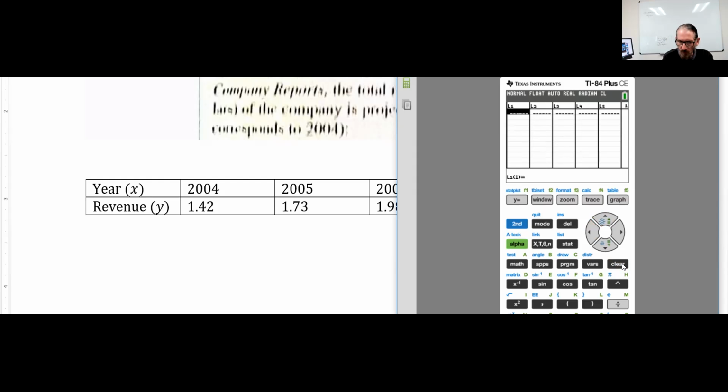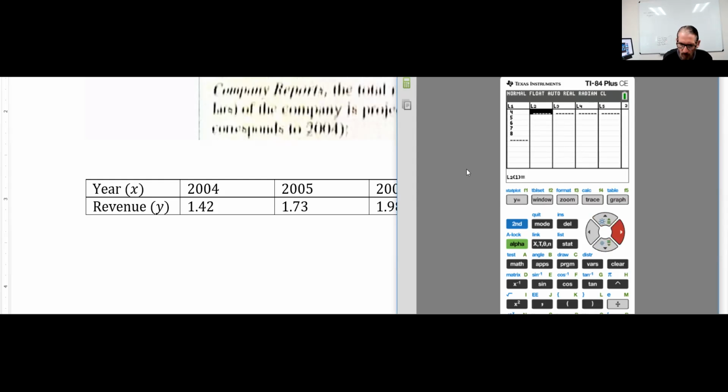All right, so I'm going to put in the years. Actually, remember that x equals 4 corresponds to 2004. So we had years 2004 to 2008. 4, 5, 6, not 3, 4, 5, 6, 7, and 8. You should double and triple check that you type things correctly. 4, 5, 6, 7, and 8.